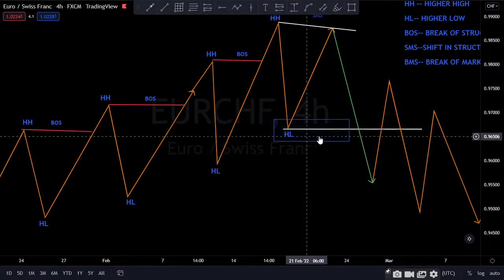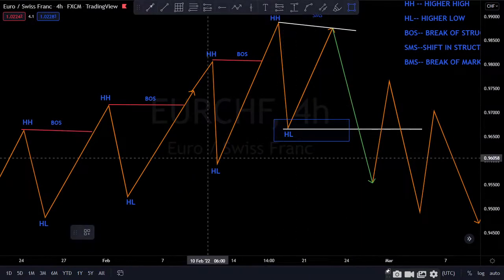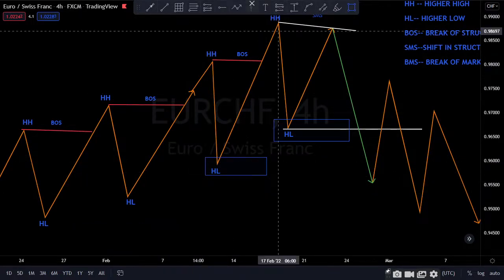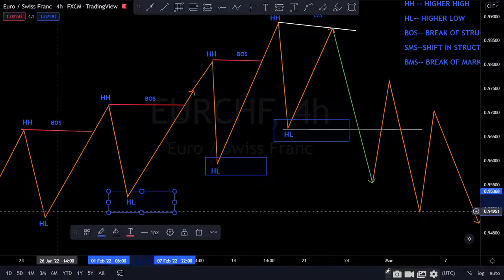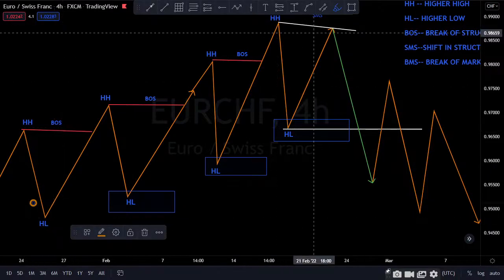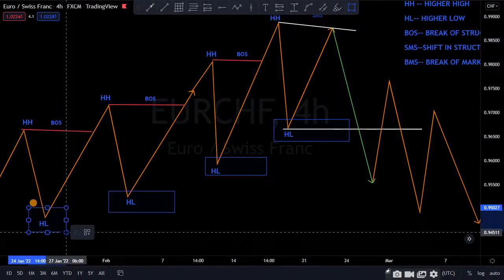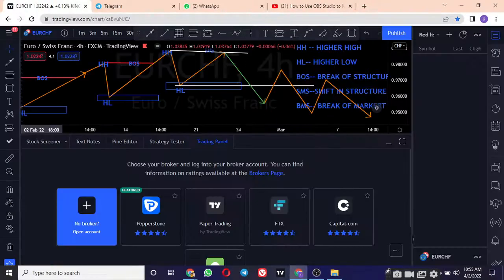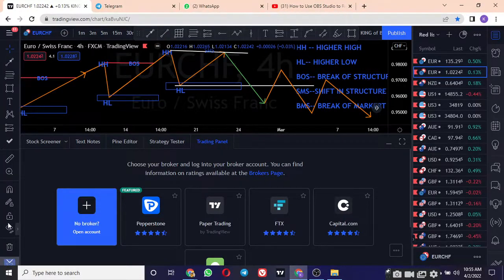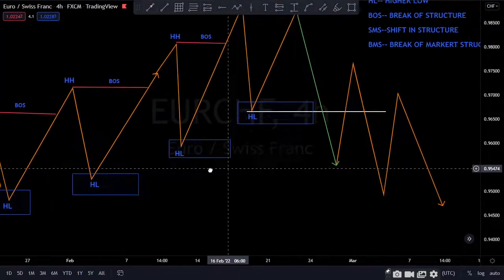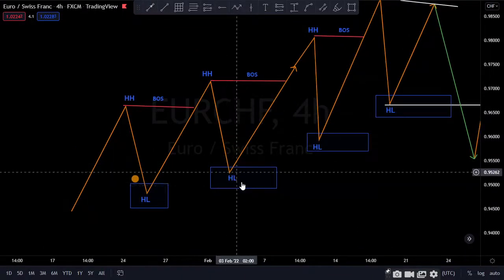Now, these are the areas you should look for your entries. Here, okay, you should look for entries. These are the areas you should look for your entries. Here, good. Okay, nice. So these are the areas you should look to buy.